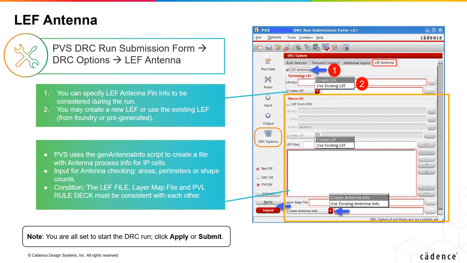With it you are all set to start the DRC run. PVS RV is the default browser. The other error browser option is DRC-DE. Use the environment variable PVS_UI_force_DRC-DE to make DRC-DE the default browser. Click Apply or Submit to start the PVS DRC run.